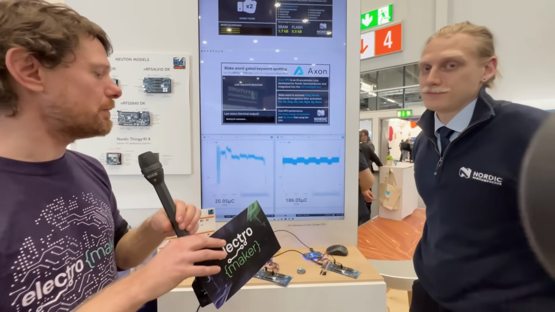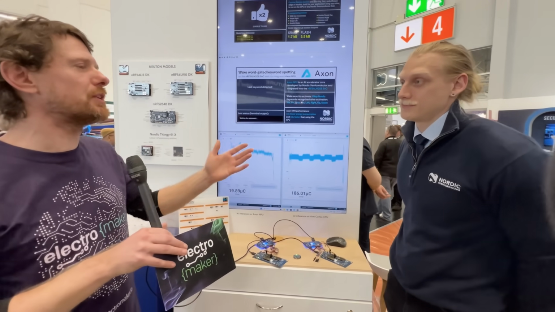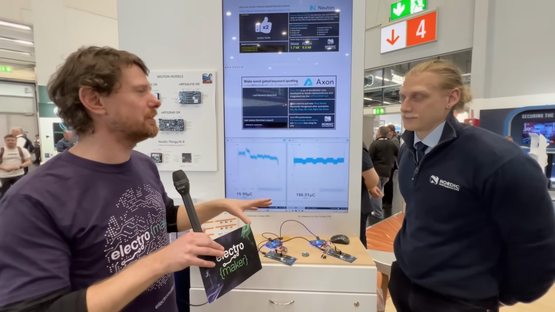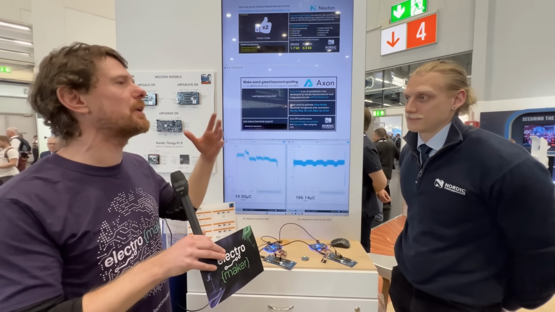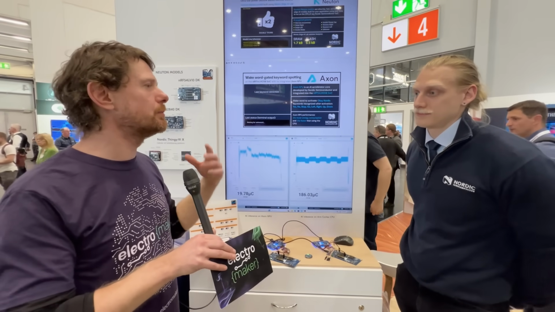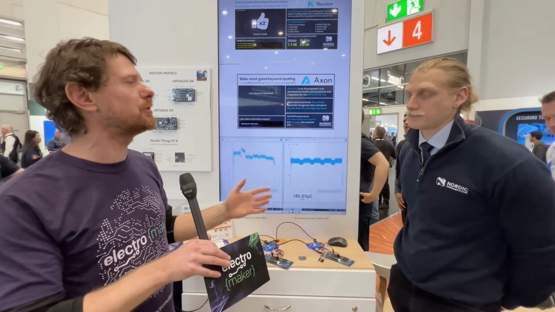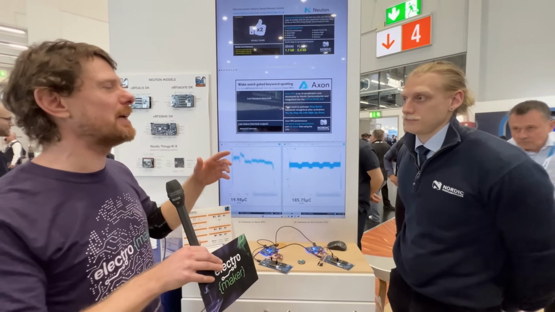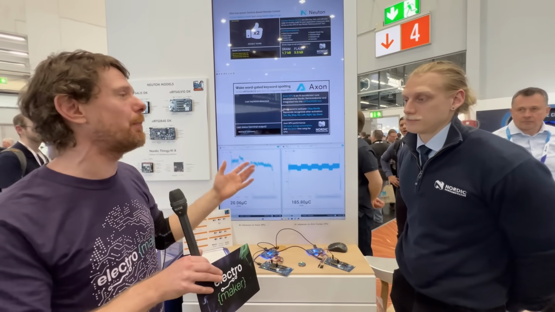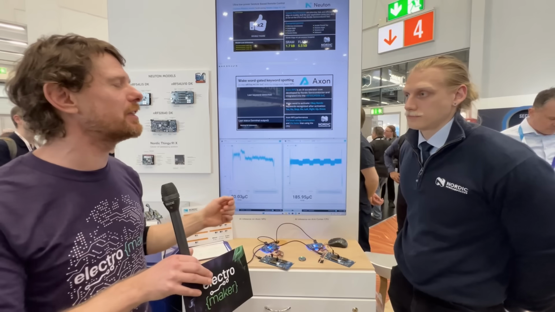Excellent. And I mean, with all of these things, we've talked in the past about whenever Nordic is showing something, it's usually based on something that there is going to be some kind of example code or something that will allow people to get to grips with it. Where are we in terms of people being able to integrate things like Neuton or Axon, depending on the hardware they're using, into the designs that they're making right now?